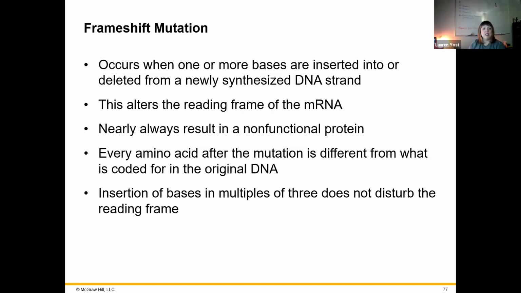So the frame shift mutation is going to be due to an insertion or deletion of a nucleotide, usually one, maybe two. But if you do it in a multiple of three, that's not going to disturb the reading frame. It's going to stay in the same reading frame, essentially. So if we alter the frame of the messenger RNA, that will result almost always in a non-functional protein. That's going to change every single amino acid from that point of the mutation downfield.